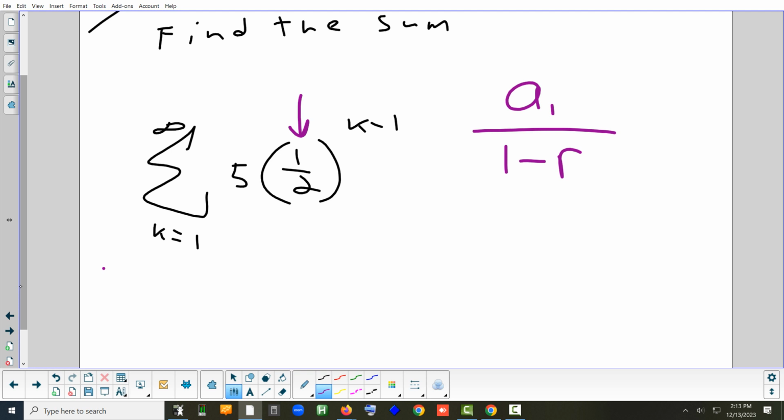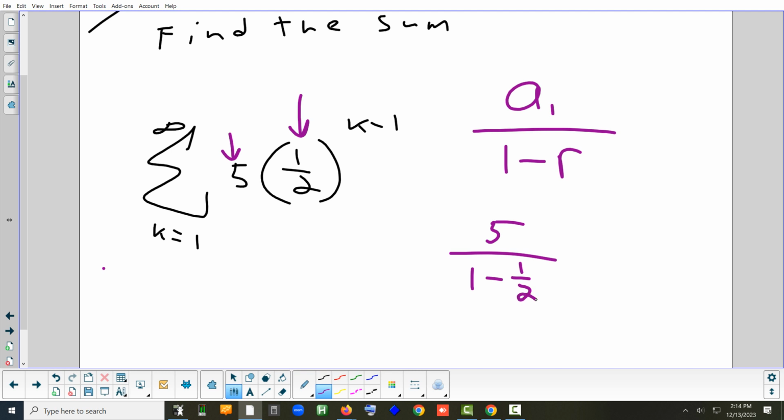1. What's 1 minus 1? 0. What's 1/2 to the 0? 1. And what's 1 times 5? 5. This is always your first term, whatever number is right there. Okay, so the first term is 5. And what are you multiplying by each time? What's the r value? Yeah, 1/2.